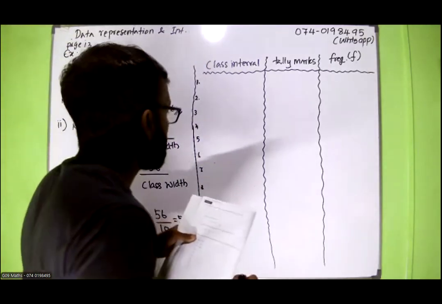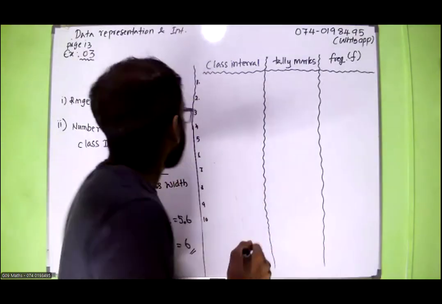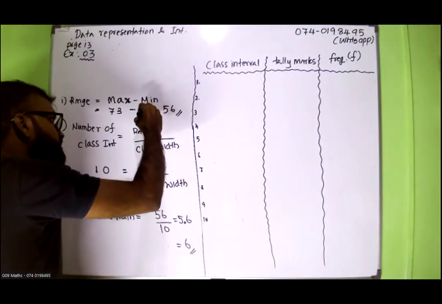So what is the minimum value? The minimum value of the data set is 17.